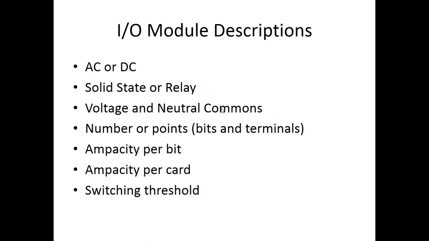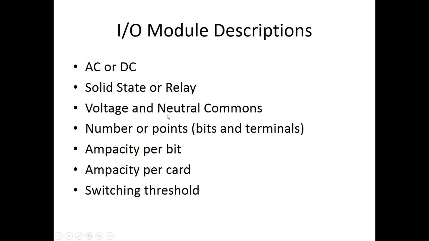The I/O module descriptions, to remind you, the different I/O devices, are in your handouts. There's AC or DC, we talked about. Solid state or relay, that's no moving parts. The benefit of the relay was it can switch either voltage, and it has a little bit more ampacity. We talked about voltage and neutral commons, so whether it was the hot and the neutral, or the plus DC and the minus DC.